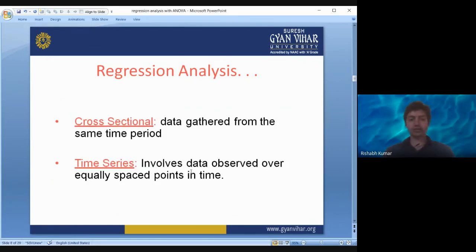Then cross-sectional regression analysis: data gathered from the same time period. When you have data from the same time period, that type of analysis will be known as cross-sectional. But when your data is observed over equally spaced points in time, then that will be known as time series.